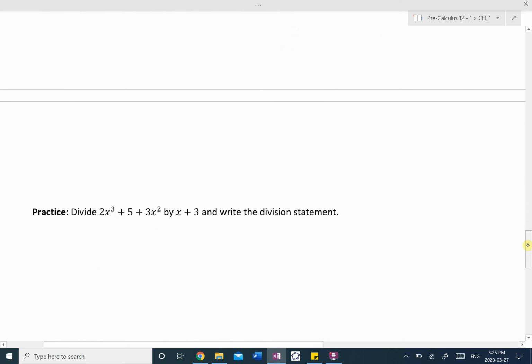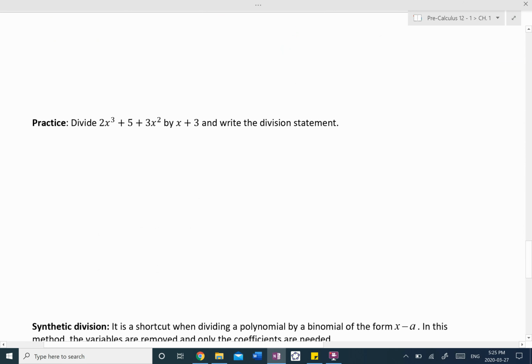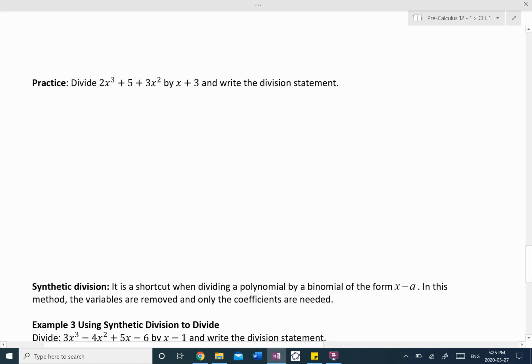Okay, so here's the practice question. You can go ahead and give it a try. Okay, so I'm assuming you finished the question. I'll quickly do it just to make sure that you did it right. Make sure you write this in the descending order. We don't have an x term here, so make sure you write down 0x divided by x plus 3. So I'm just gonna do it quickly.